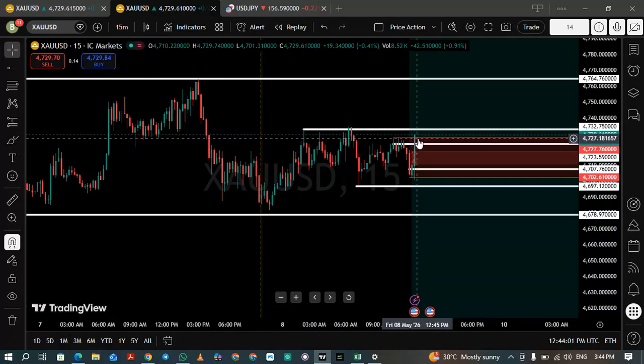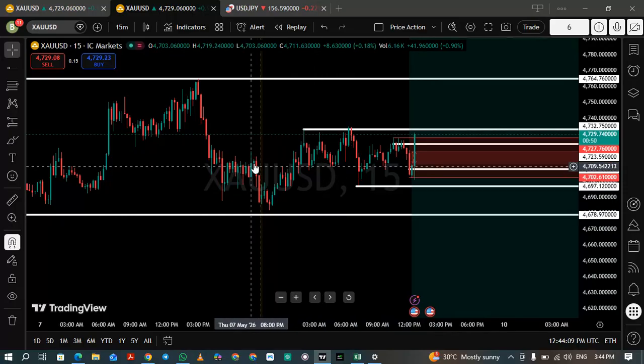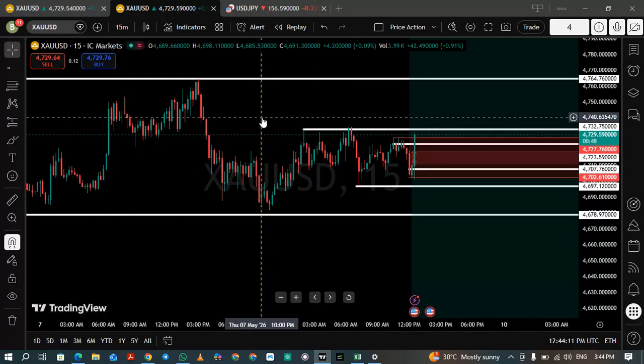I see it's making a break. It's making a break on the upside. It's bullish. So let's see. Just watch the market and see. Let this kind of close.